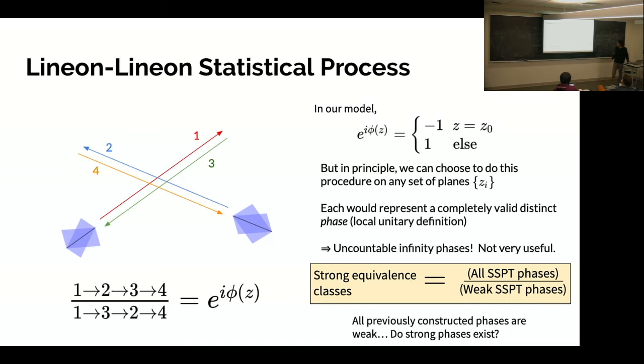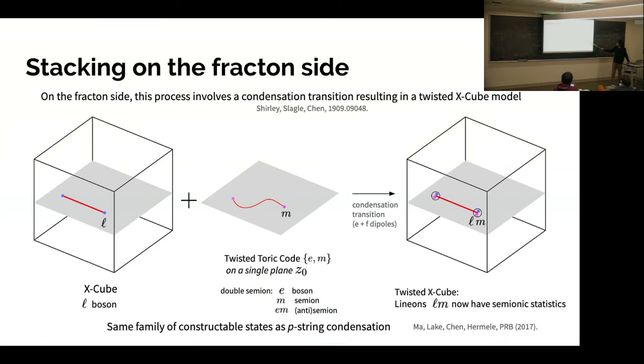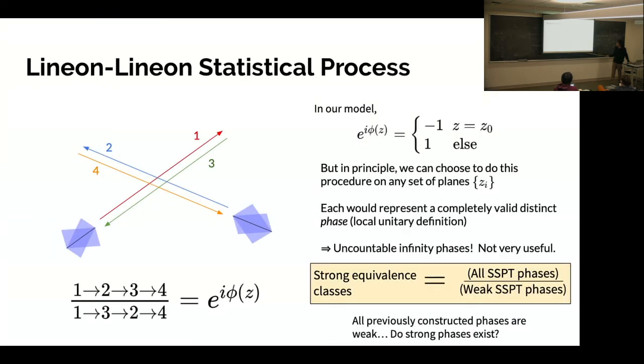And what you find when you do this is that all previously constructed phases that people studied in the literature, X-cube is trivially weak, but also people have constructed semionic X-cube, which is really this model, but where you do this on every plane, that also turns out to be weak. People have made all sorts of various twisted X-cube models. Those also turn out to be weak.